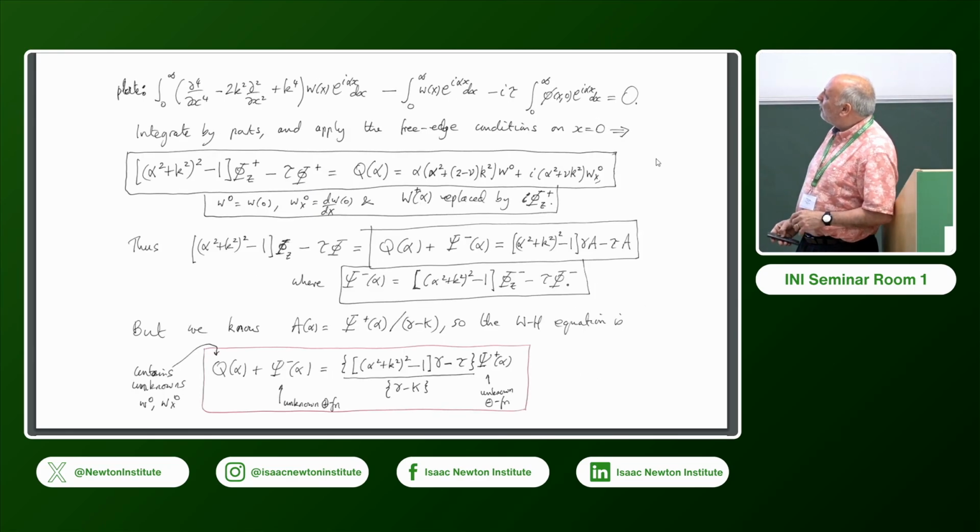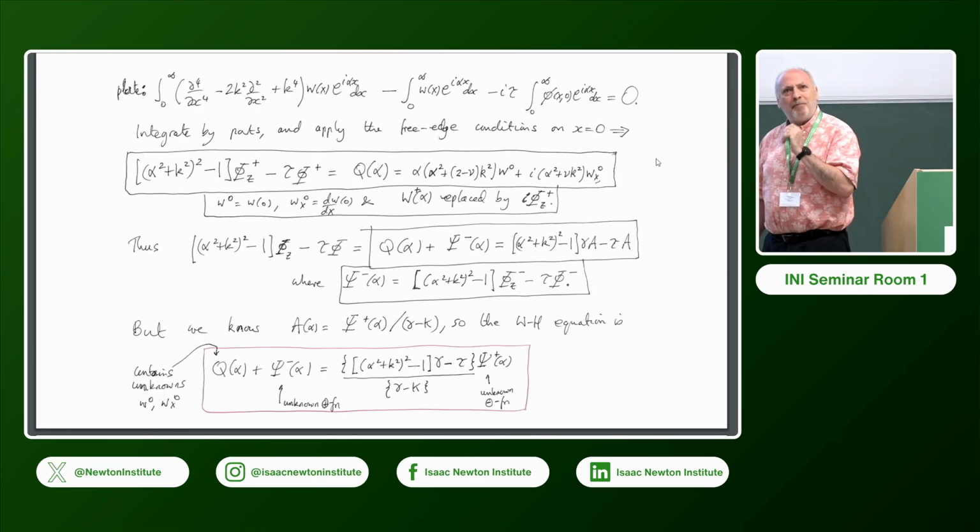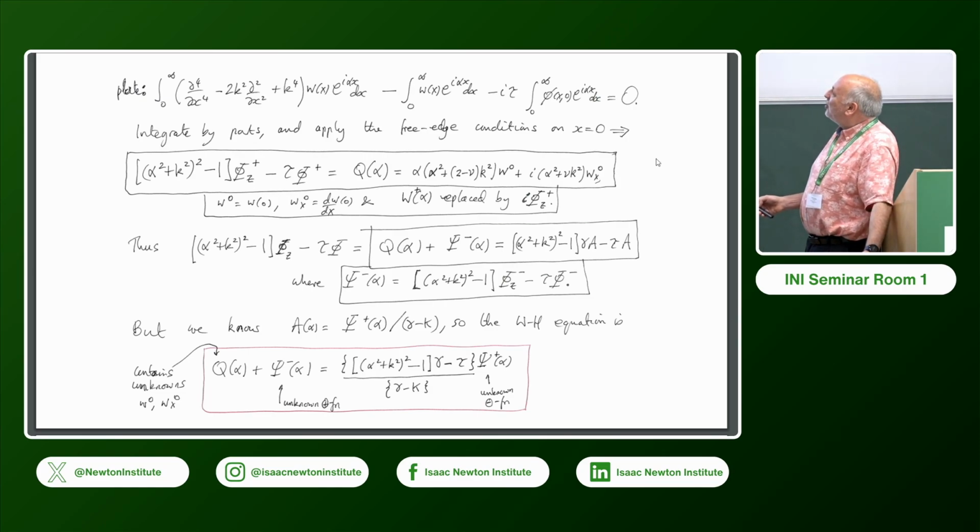Okay, now the half-range transform for the plate equation. What I do is I just hit my plate equation with the half-range Fourier operator, stick it through, and then I have to integrate this by parts. The behavior at infinity is 0, so it gives me no contribution, but at x equals 0, it gives me some polynomial terms in alpha, plus these unknowns when I've used the free edge conditions. So I get this equation.